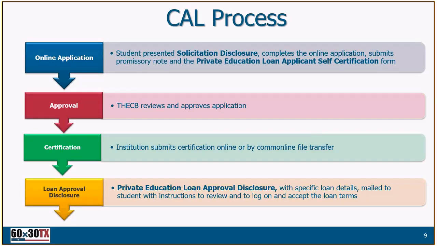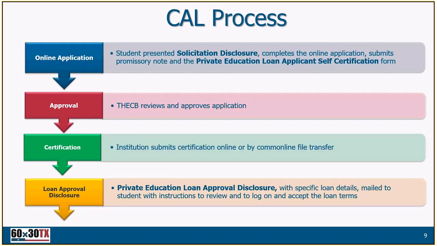So the first step in the process is the online application. The student creates an account through HelmNet, and they actually apply. They are first presented a solicitation disclosure, and then they do the online application and submit their promissory note, and then they're given the private education loan applicant self-certification form, which is a mouthful, but is basically the borrower self-certification. Once that happens, it goes through an approval process, both for credit and for the documentation the student has to provide. Sometimes that can take time, especially if they have a co-signer. So you'll notice that that is a longer process than it was many years ago.